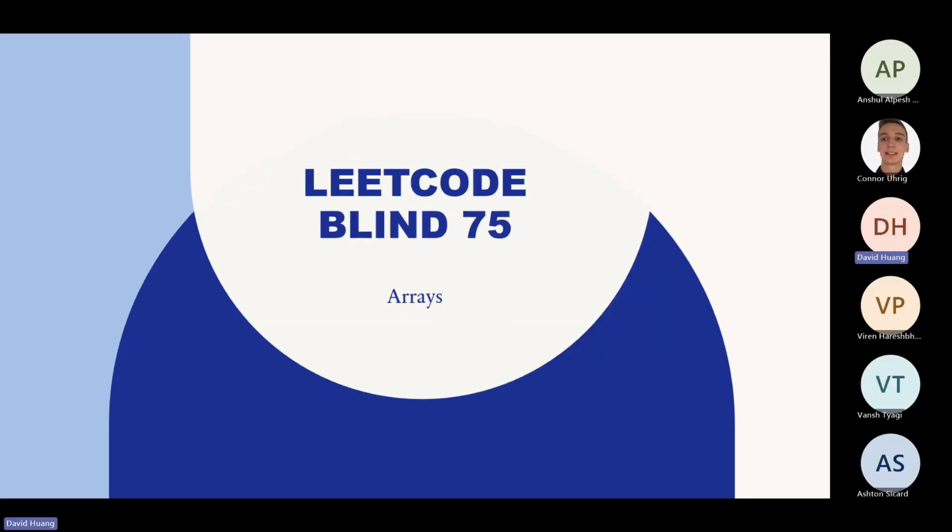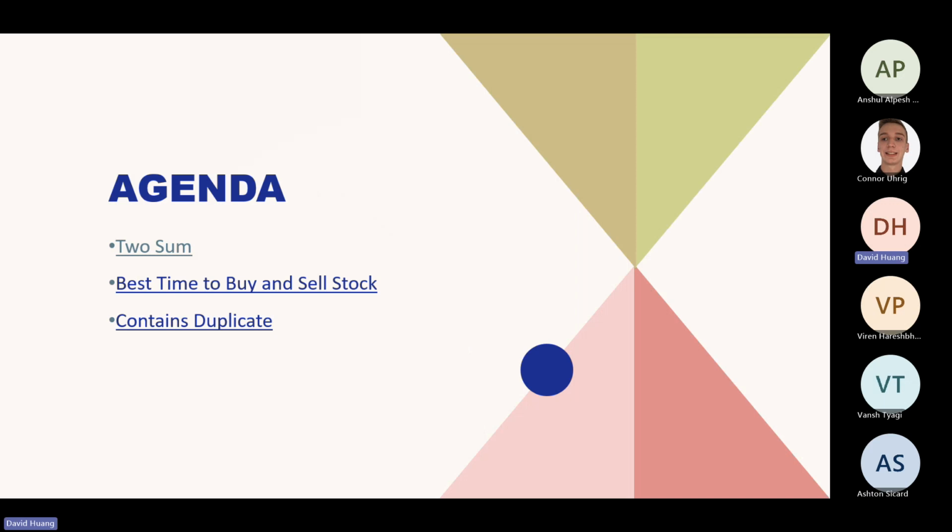And it's helpful for your co-op interviews. So our agenda is we'll tackle 3 easy problems to start off with: Two Sum, Best Time to Buy and Sell Stock, and Contains Duplicate. It's associated with arrays. So I hope that you learned arrays in your classes, but if not, we can explain the concepts clearer.